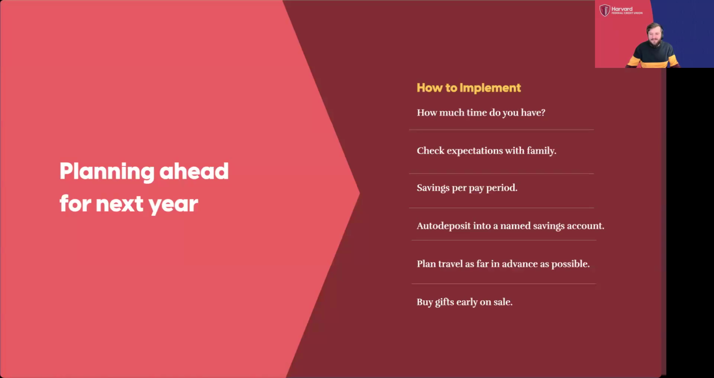So we mentioned that pre-planning and saving is going to put you in a much better place. I think one of the best things to do for next year is to think about how much time you have until the next big holiday and set yourself up for success by doing the division. Like, I have 10 months, starting in January, so I want to save X amount per pay period. So maybe even divide it further, not just by months, but by pay period.